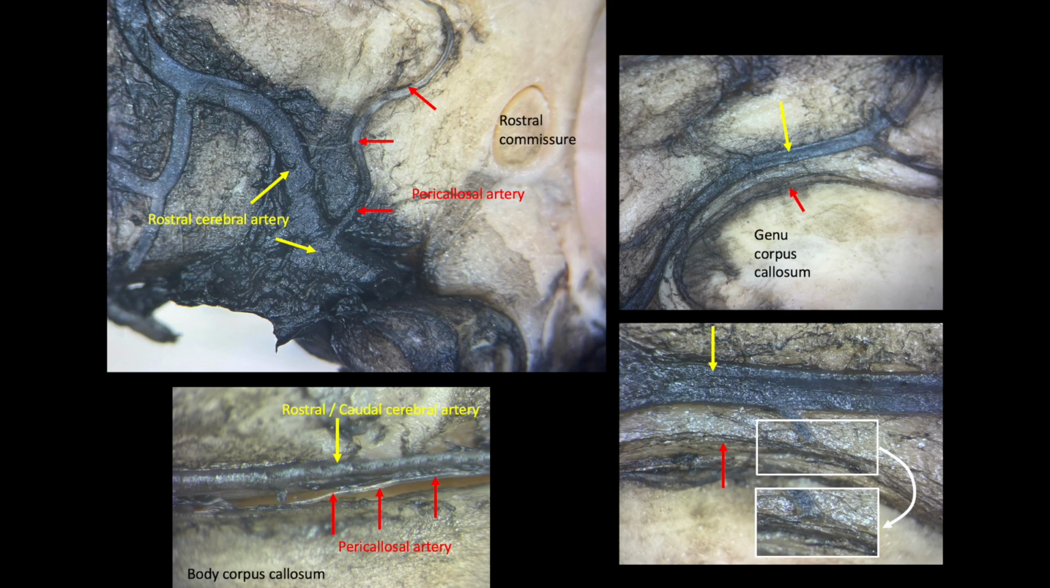On the top left image, it is easy to identify the pericallosal artery as a branch of the rostral cerebral artery. On the top right image, the pericallosal artery, red arrow, runs on top of the corpus callosum and ventral to the rostral cerebral artery, yellow arrow. On the bottom images, the pericallosal artery, red arrow, runs dorsal to the body of the corpus callosum and ventral to the caudal continuation of the rostral cerebral artery, yellow arrow, with some connections, bottom right image, between this artery and the pericallosal artery.